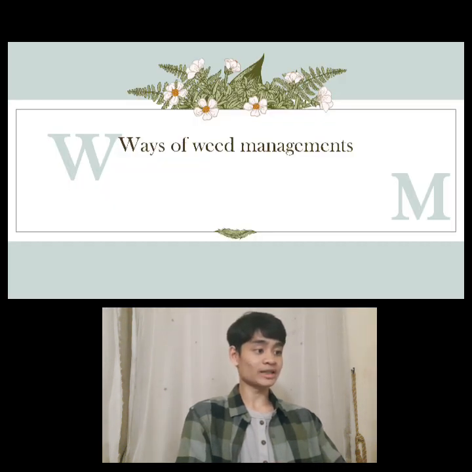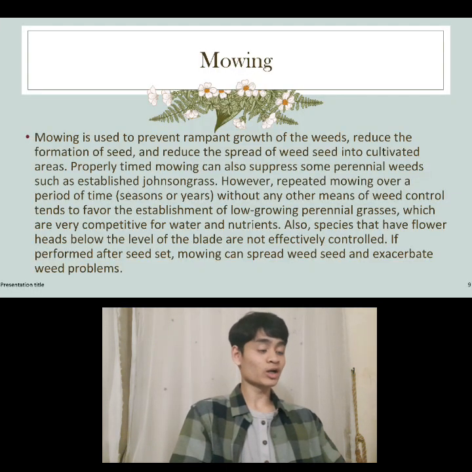And next we have ways of weed management, one of them is mowing using a lawn mower. Mowing is used to prevent rampant growth of the weeds, reduce the formation of seed, and reduce the spread of weed seed into cultivated areas. Properly timed mowing can also suppress some perennial weeds such as established Johnson grass.